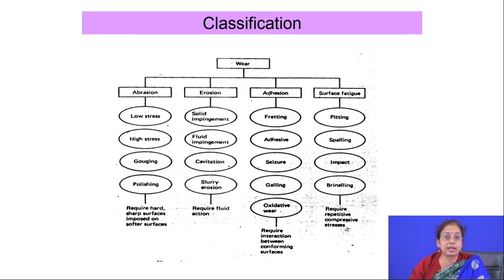So, what you do is try to find out the total amount of material loss, or you measure the mass loss of the material as a function of time, as a function of the sliding velocity, as a function of applied load, as a function of temperature, and as a function of the media concentration or media composition. You measure all these things and then finally find out the specific wear rate or normal wear rate as a function of time.